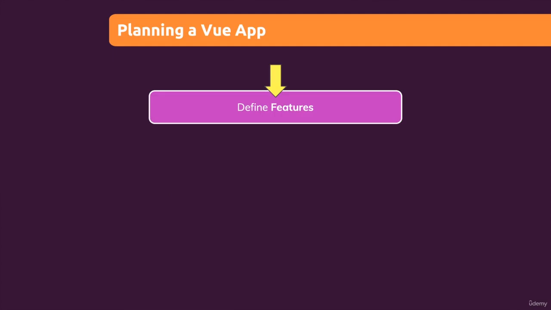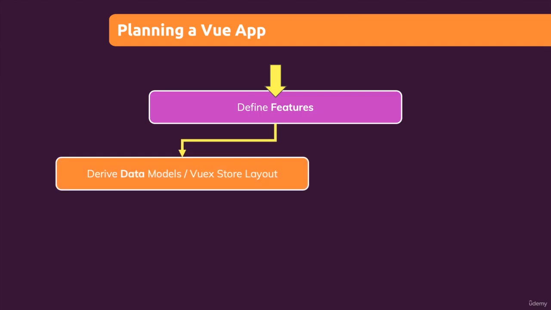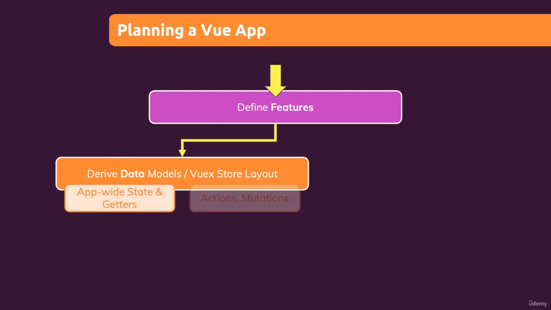Now, once the features are defined, we can do two very important things. The first important thing which we can do is that we can derive the data we need, the data models we need, and in the Vue world, they are for the Vuex store layout we want. We can plan our application-wide state and our getters, and also the actions and mutations we will most likely need.